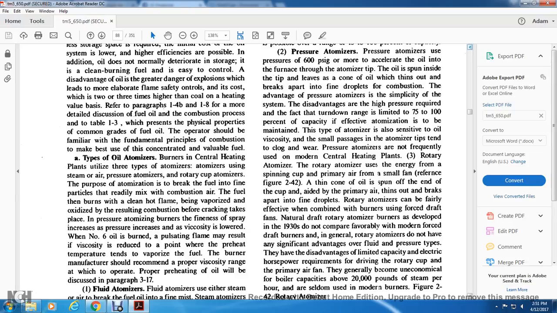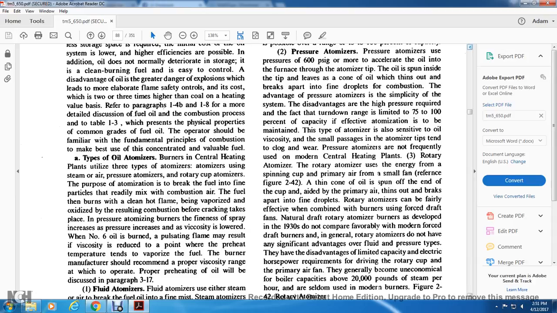Types of oil atomizers. Burners in central heating plants utilize three types of atomizer: atomizers using steam or air, pressure atomizers, and rotary cup atomizers. The purpose of atomization is breaking up the fuel into fine particles, which readily mix with the combustion air, so that the fuel burns with a clean, hot flame. The vaporized oil is oxidized, resulting in combustion before cracking takes place.